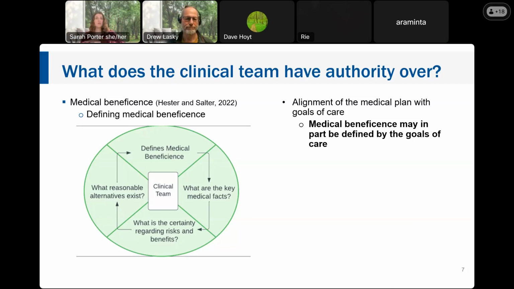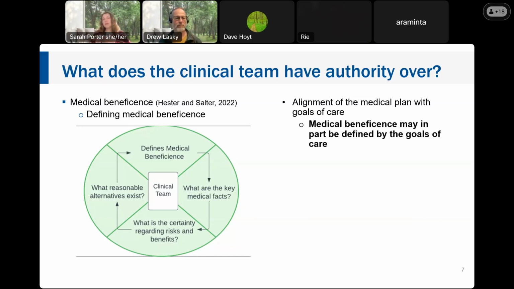And then the clinical team is also going to know about reasonable alternatives. What are some reasonable alternatives that exist to the current plan of care, to the current situation? And all of that comes together into this sense of what is medically beneficial, or medical beneficence. So that's what the clinical team's defining.